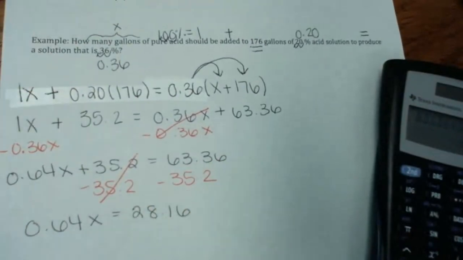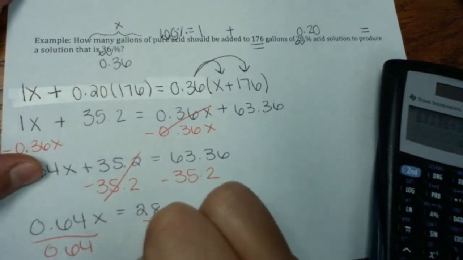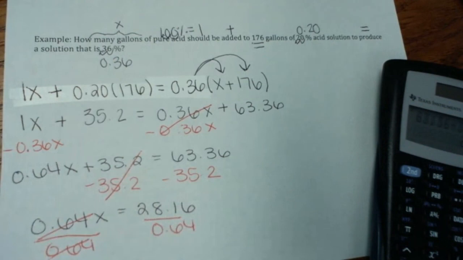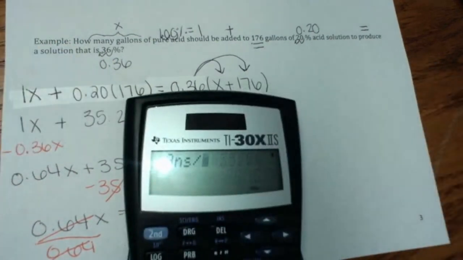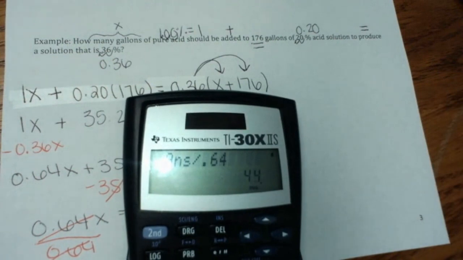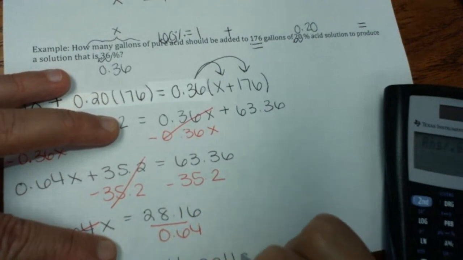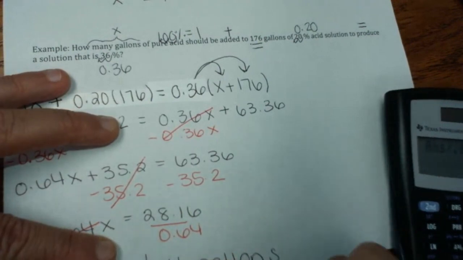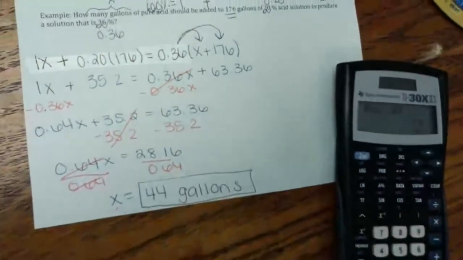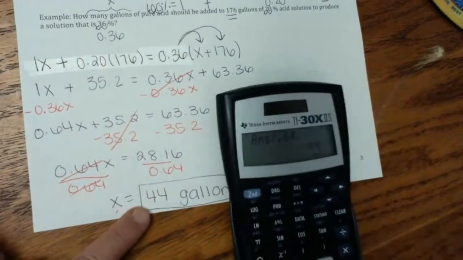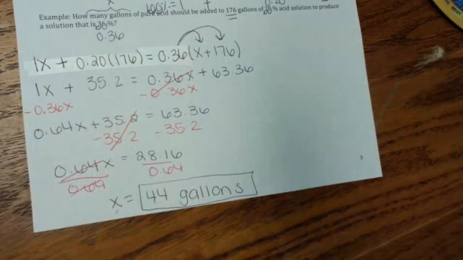So 28.16. Last step, getting x by itself, let's divide both sides by 0.64. That way those cancel. We are left with x equals 28.16 divided by 0.64, and that will give us 44. So that means we need 44 gallons of 100% pure acetone to mix in with the 176 gallons of 20% in our bucket to give us a total of 44 plus 176, so our total would be 220 gallons of 36% acetone.